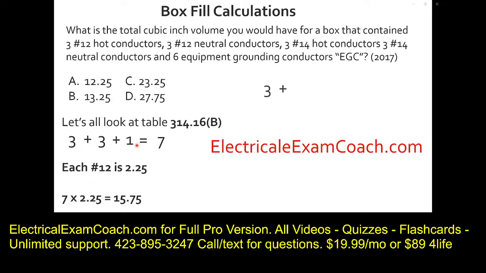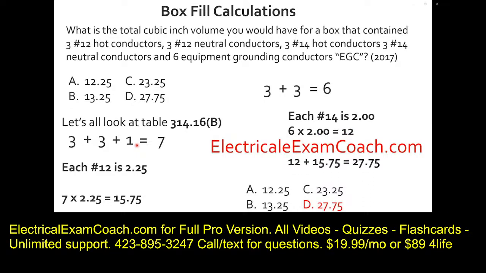Now let's deal with the 14s. We had 3 hots, 3 neutrals, and we don't have to deal with any grounds, they've already been dealt with. We take and bear that math out, total the two together, and we end up with 27.75 cubic inches. Now let's move on to the 2020 and the 2023.